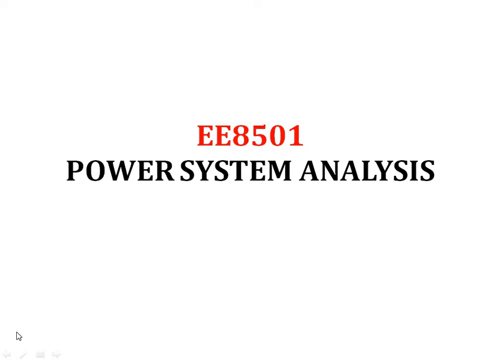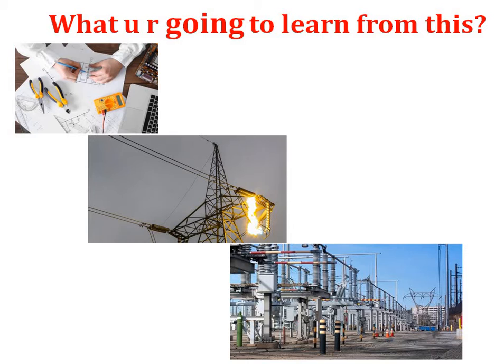Today we are going to discuss power system analysis. Chapter 1, define power system. First of all, we are discussing what you are going to learn from this. In power system analysis, power means voltage and current combination. Analysis means the calculation of per unit impedance, Y bus, Z bus, and symmetrical fault analysis, then unsymmetrical fault analysis. For example, line to ground fault, line to line fault, double line to ground fault.